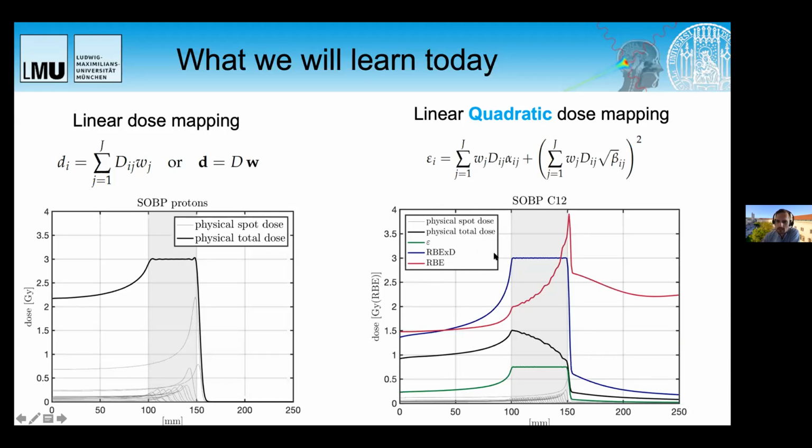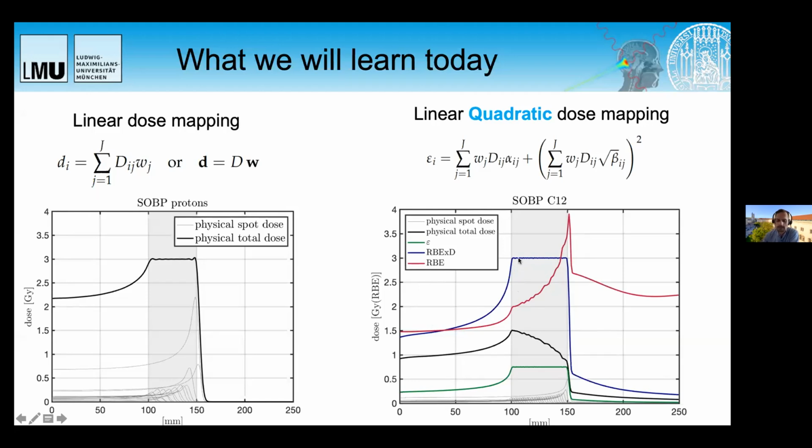I called it RBE weighted dose, which is another name for BED, the biological effective dose. The ratio between the biological effective dose, or RBE weighted dose, and the physical dose, which is the black line here, is given by the RBE. The RBE is represented here in red. As you can see, it strongly varies across the penetration depth and reaches its peak in the fall-off region. If you multiply the physical dose with the RBE, you end up with the RBE weighted dose.